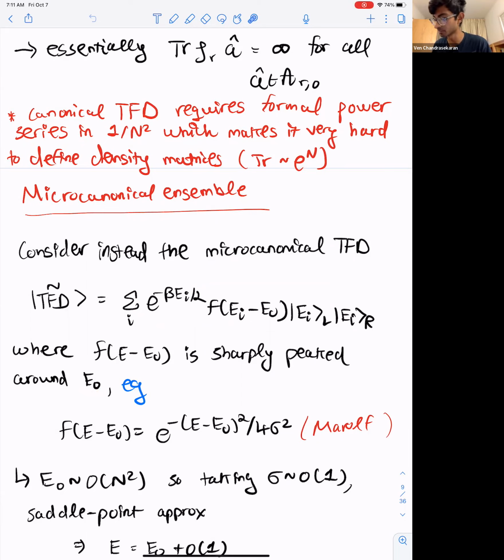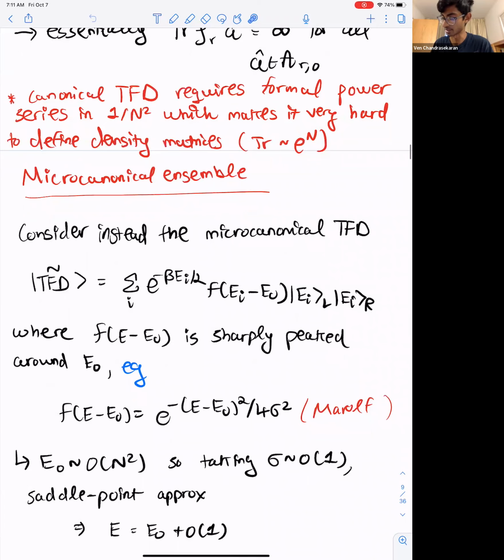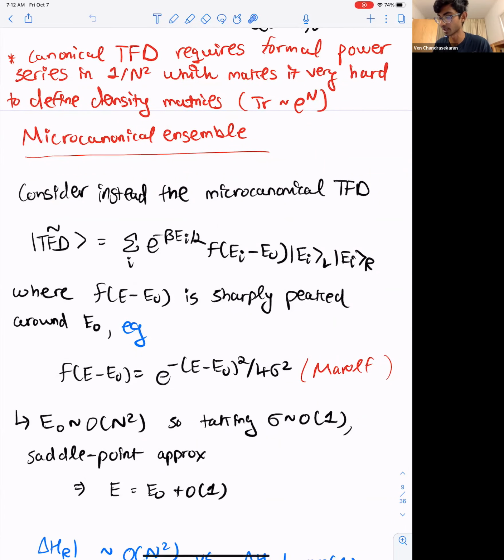For an explicit example, and the simplest possible window function, you could just take it to be a Gaussian with some standard deviation sigma. This was considered by Merrill, for example, in order to construct black holes in the microcanonical ensemble. And as I mentioned earlier, the energy of the black hole goes like n squared. If we take the standard deviation to be order 1, and we do a saddle point approximation, then we find that the fluctuations, sorry, not the relevant states, the fluctuations in the energy will be order 1 by taking the standard deviation to be order 1.